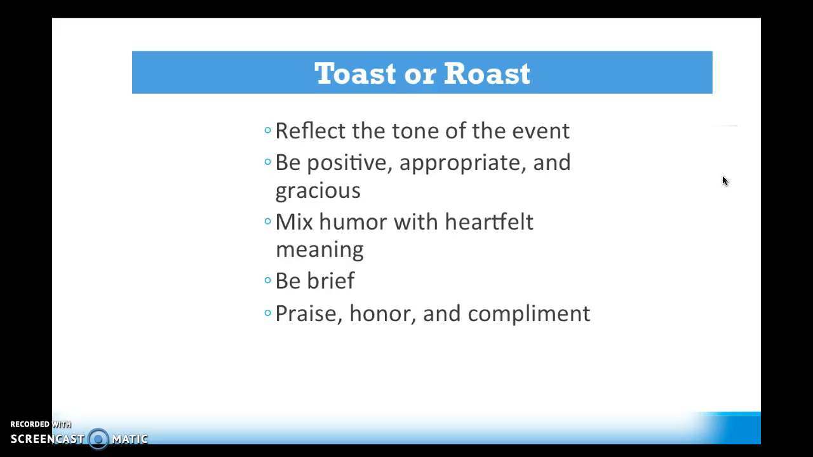A toast is a ritual expressing honor or goodwill to a person, institution, group, or event that is punctuated by taking a drink. A roast is a humorous tribute to a person. So you could choose one of these types for your special occasion speech. I'm not going to go over everything on the slide, but this is what you want to think about if you're doing a toast or a roast.